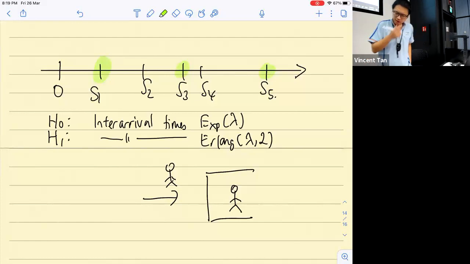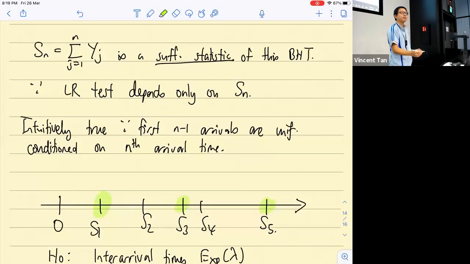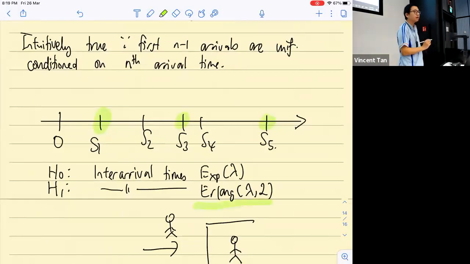All right, so in this case here, life is not so simple, right? Because we have an Erlang distribution and an exponential distribution. So I'm not sure what is a good sufficient statistic and whether a sufficient statistic can be so simple as Sn, right? Because now the alternative process, right? This is an alternative process here. It's no longer memoryless. So life becomes interesting.